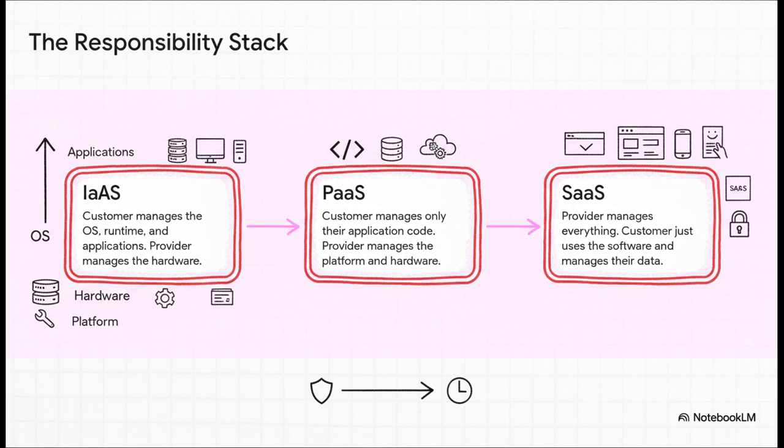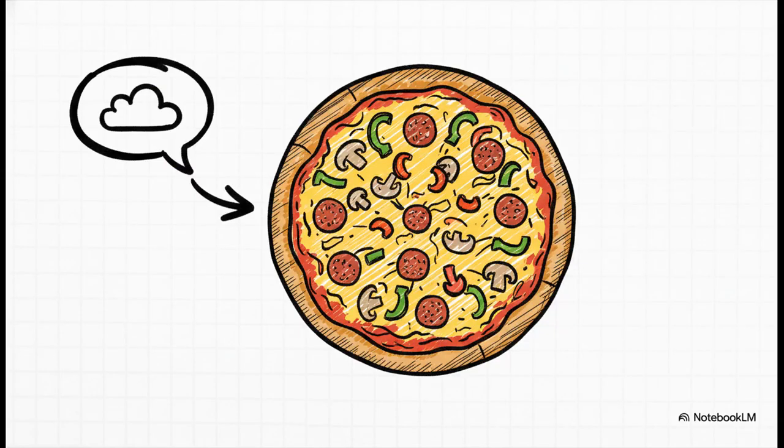Down at the bottom with infrastructure as a service, or IaaS, you still manage a lot. The OS, the runtime, your app, everything above the hardware. Now, move up to platform as a service, PaaS. The provider takes care of the OS and runtime for you, so you can just focus on your code. And then at the very top, you've got software as a service, or SaaS, where the provider manages literally everything. The rule is simple. The higher you go up the stack, the more convenient it gets, but the less control you have.